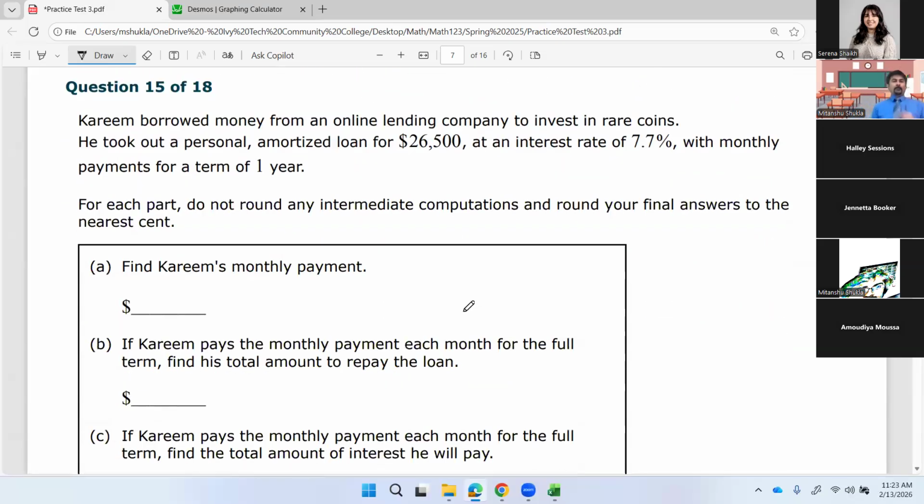Number 15. Kareem borrowed money from an online lending company to invest in rare coins. He took out a personal amortized loan for $26,500 at an interest rate of 7.7%, with monthly payments for a term of 1 year. For each part, do not round any intermediate computations, and round your final answer to the nearest cent. So find the monthly payment. Well, monthly payment on Excel is going to be the equals PMT function.